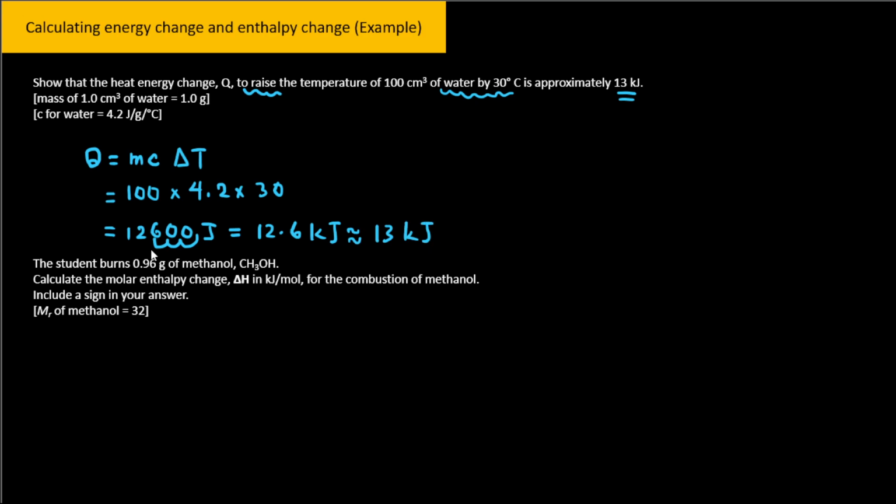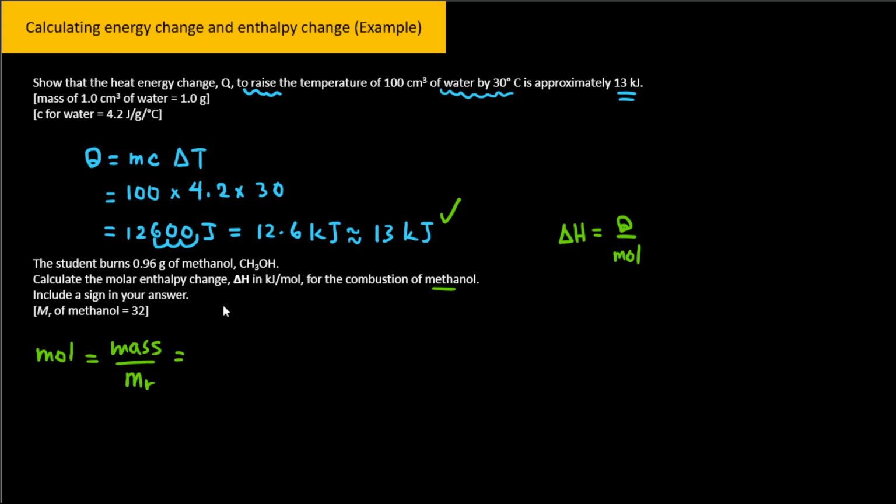The student burns 0.96 gram of methanol. Methanol is very similar to water in terms of energy change. So they want you to find the molar enthalpy change delta H for the combustion of methanol. Include a sign in your answer. So let's just write down the general formula first. Delta H is equal to Q over your mole of methanol. You already got your Q here, so you only need to find mole. So your mole of methanol would be mass over your molar mass.